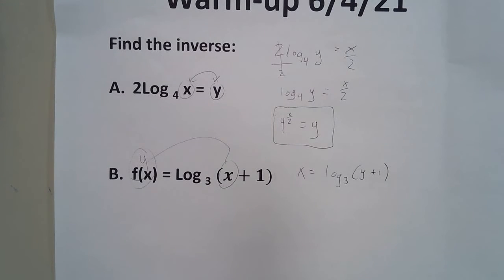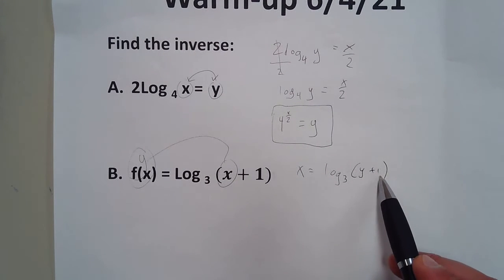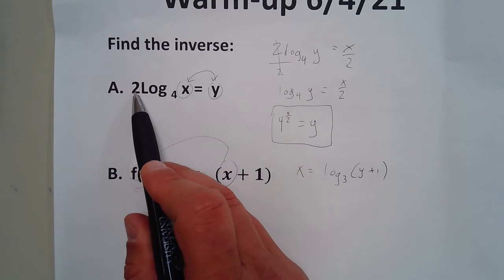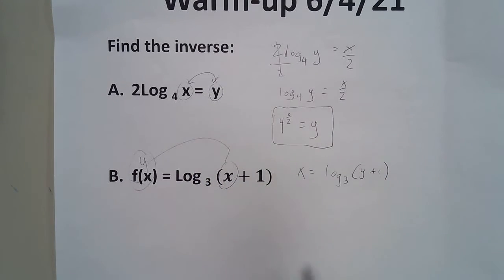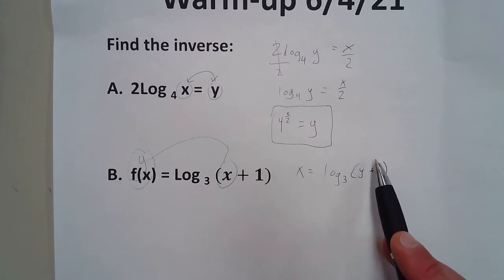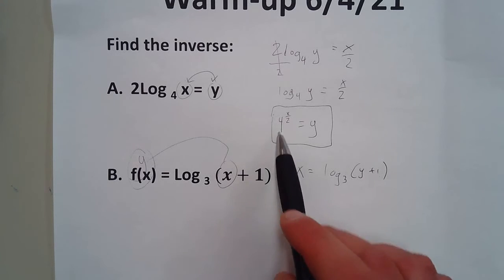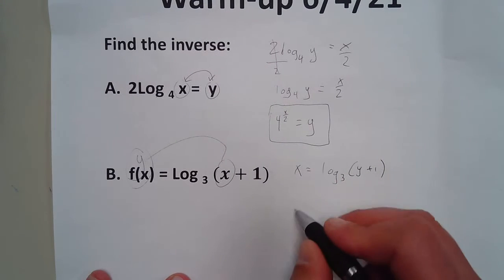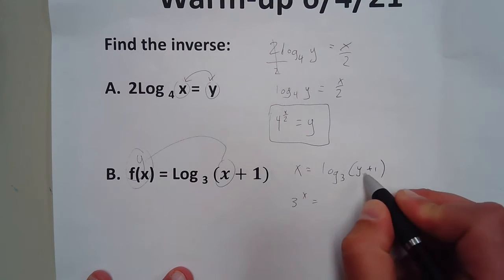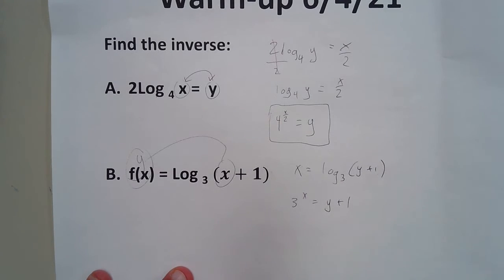Now in this problem, our number is trapped in the log, like this plus 1, whereas here it was outside of it. So that's why we moved the 2 right away. In this problem, though, we can't do that because it's in the log. So this one, we're going to go right to rewriting it as an exponential. So I'm going to say 3 to the x equals our y plus 1, the argument.